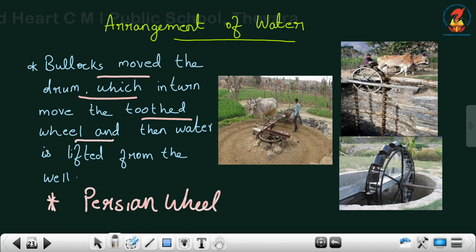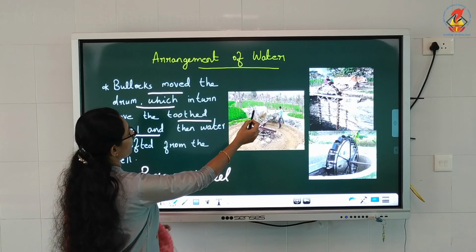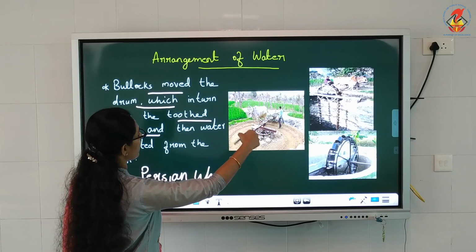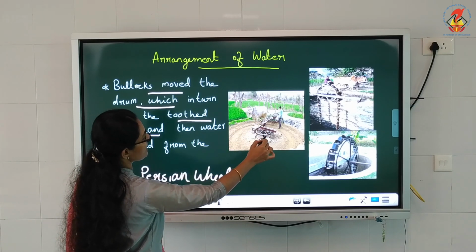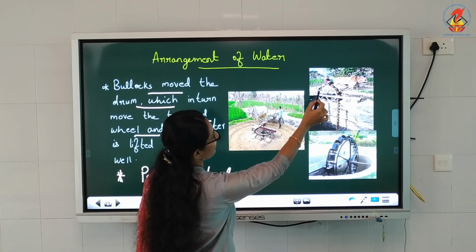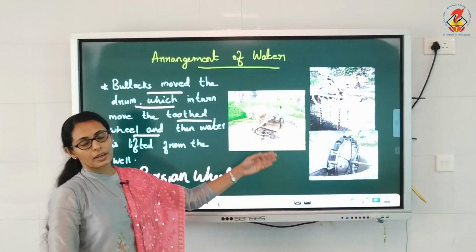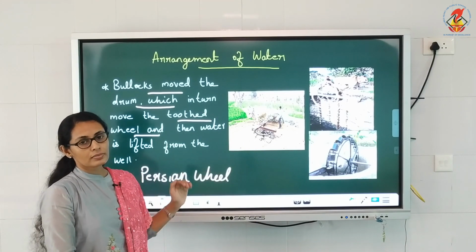Here is the bullock cart. This bullock cart is attached with a drum, and the drum in turn is turning a toothed wheel. This is the wheel, and this is the inside portion. Inside, this is the wheel, that means this is the Persian wheel. When this wheel is turning, it goes down, takes the water, and lifts the water upwards. In this way they took their water from the well.